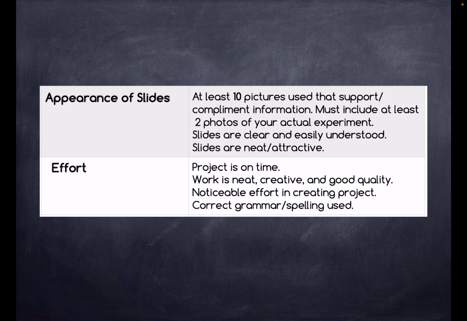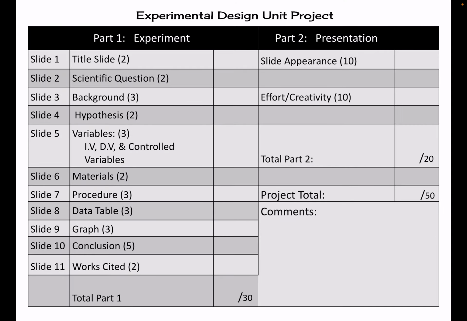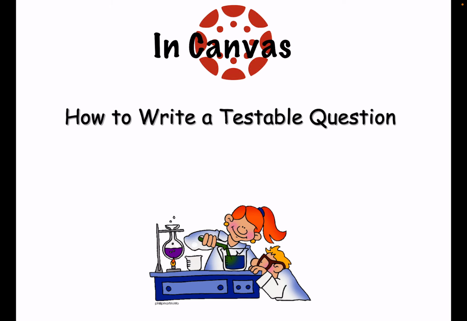And then the slide appearance, grammar, spelling, all of these things are going to be contributing to your effort and appearance grade. This is the rubric I'll use. This honestly is your Google map to getting a 50 out of 50. All right, if you would go to Notability and open the How to Write a Testable Question packet, we're going to go through how to get started coming up with your question and writing it correctly.